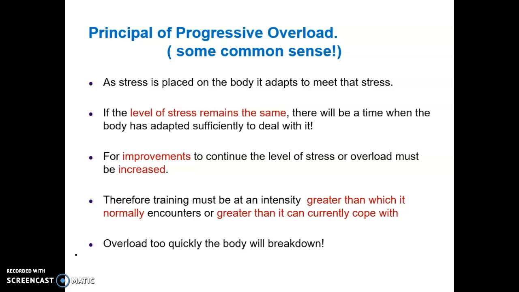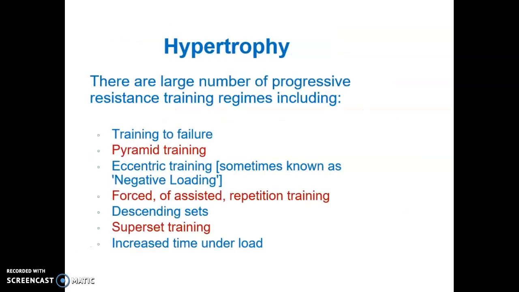So therefore, you must train at an intensity which is greater than it normally encounters or greater than it can currently cope with. There are some ways in which to do that. So you can use different resistance training regimes, things like training to failure, pyramid training, eccentric training, forced or assisted repetition training, descending sets, superset training, and increased time under load. Now, what I would like you to do here is just pause the presentation again and just write a sentence or two about each of these headings so that you have an understanding of each different type of overload.